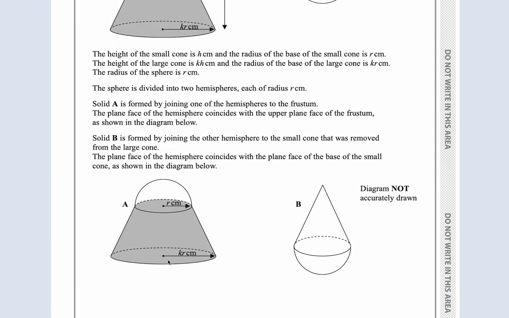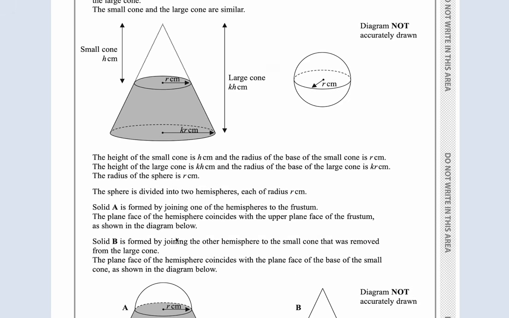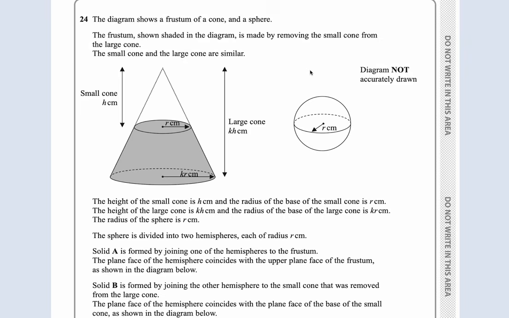To get the volume of this, I need to get the volume of the sphere. Well, the volume of the sphere is, from the formula sheet, 4/3 pi r cubed. That's the volume of a sphere in general.